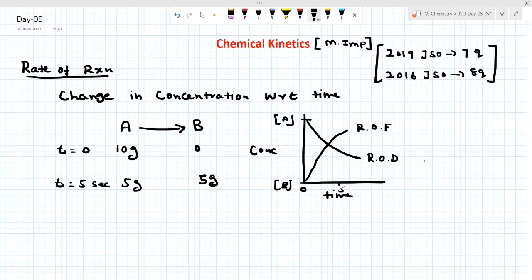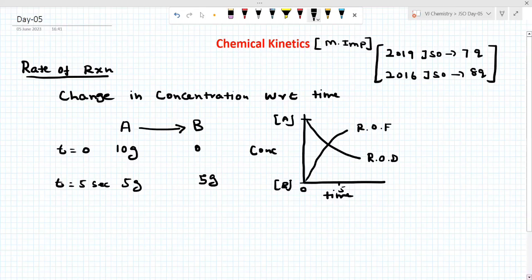The change in concentration of B with respect to time. Now, what is the rate of disappearance? The change in concentration of A with respect to time. In disappearance the concentration decreases, so during the rate of disappearance we have to put the minus sign. In formation the concentration increases, then you have to put the positive sign.